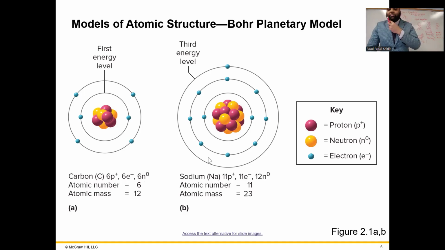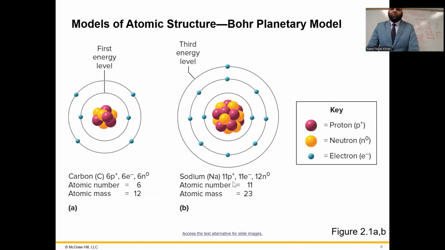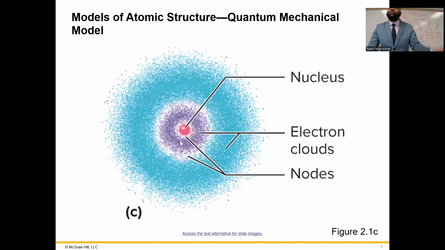The sodium has 11. You see that's a different number. Atomic number is P. Yeah, the atomic number is 11, so that's 11 P plus. And the electrons are E minus. So that shows you a quantum model where you see a cloud. They are spinning so fast that they make a cloud around the nucleus.